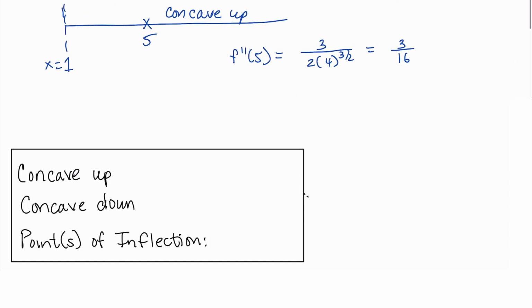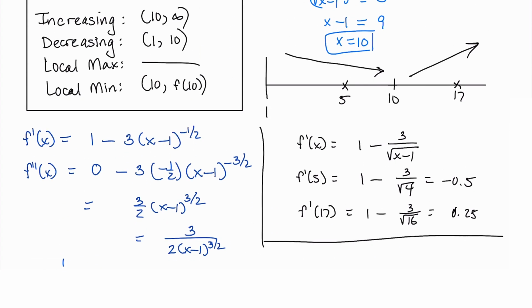Okay, so we can answer that question. It's concave up on the interval 1 to infinity. It's never concave down because we don't have any intervals there. And that means there's also no point of inflection. So that means this function is always concave up. It attains a minimum value at 10 comma f of 10. And we're increasing on one side, decreasing on the other.